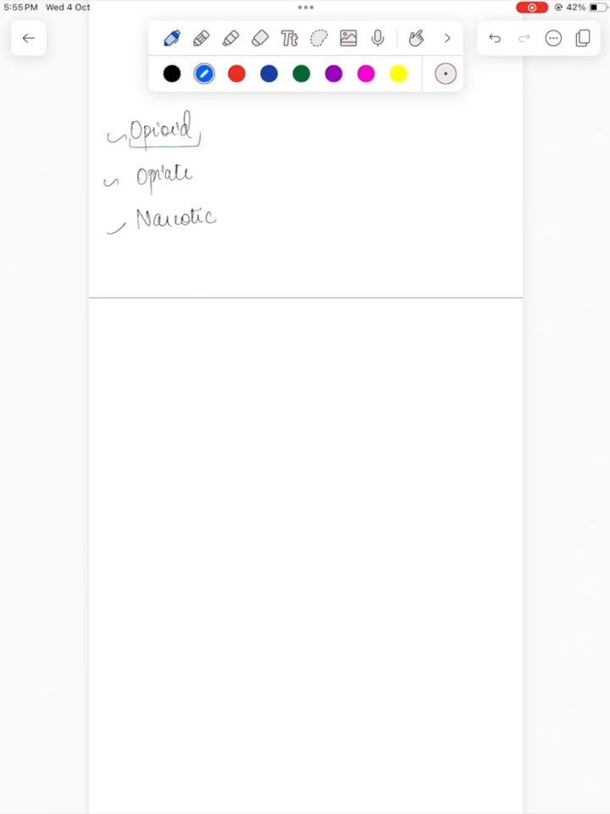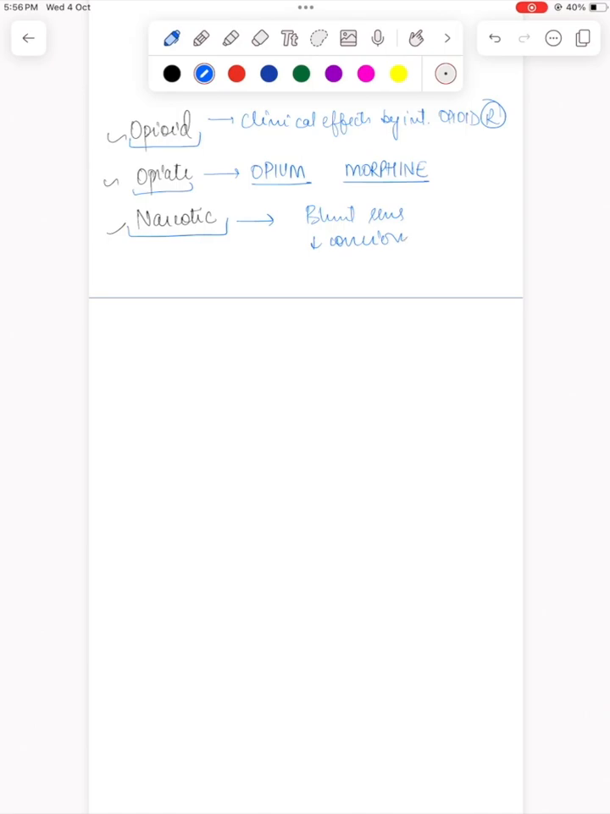Now, opioid actually is a term that is given to any compound, whether it be natural, synthetic, or semi synthetic, that produces clinical effects by interacting with the opioid receptors. Whereas opiate refers to compounds that are specifically derived from opium or are structurally or chemically related to morphine. Those will be termed as opiate. And narcotic is a general class of drug that blunt sensation and depress consciousness.